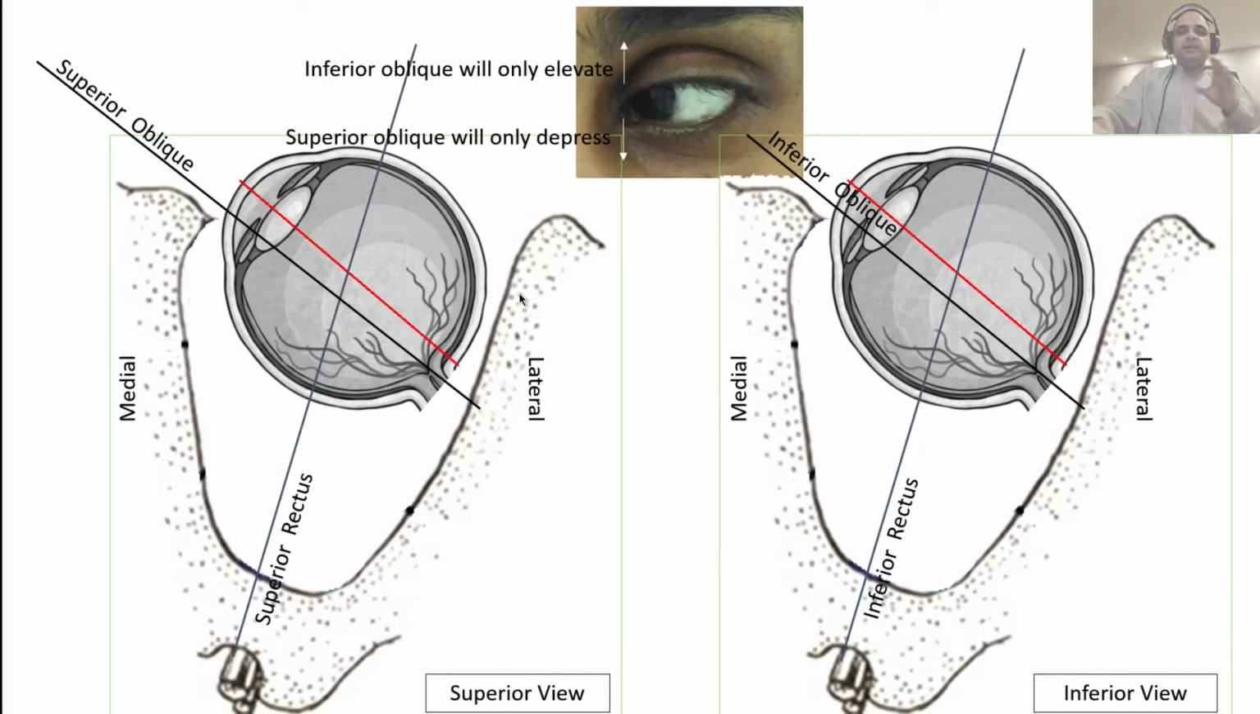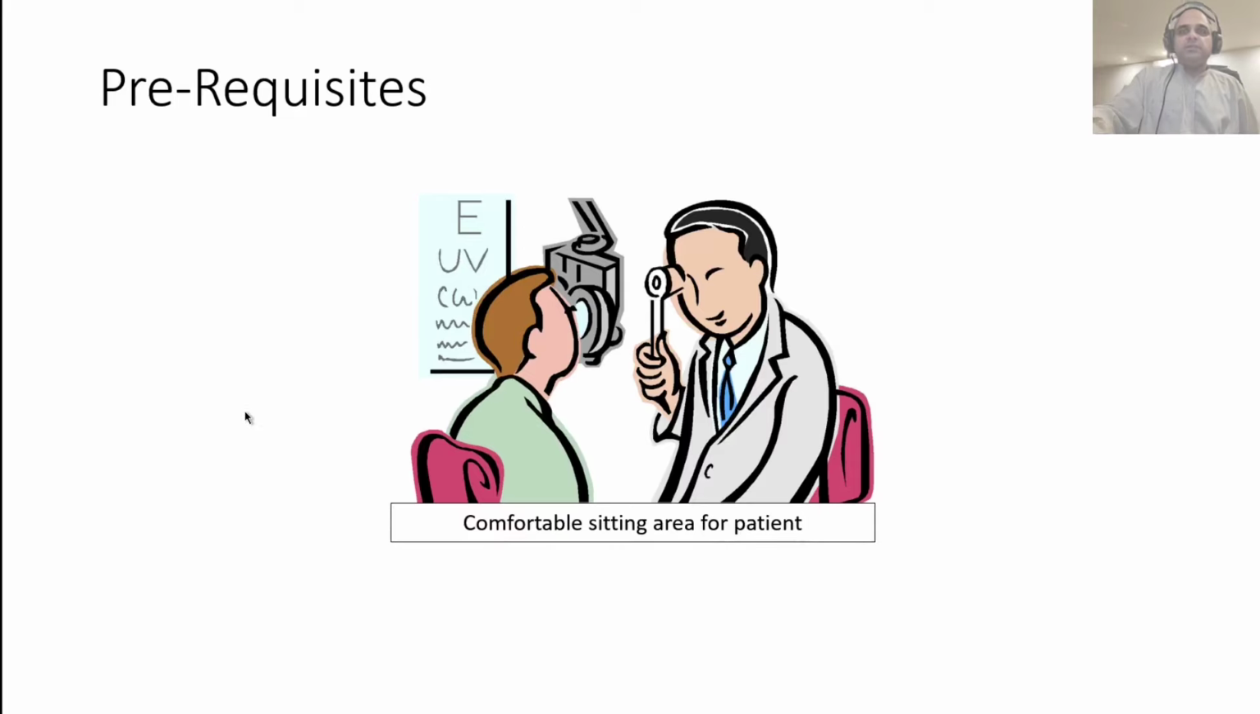To test superior and inferior rectus and superior and inferior obliques, the eye either needs to be laterally or medially moved. We'll see how that goes when we actually see the video. So the prerequisite for this is you just need a room where you can sit comfortably and adjust yourself with regards to your height so that you are at eye level, and you can also adjust the distance. The area should be comfortable for you and the patient that you'll be testing.